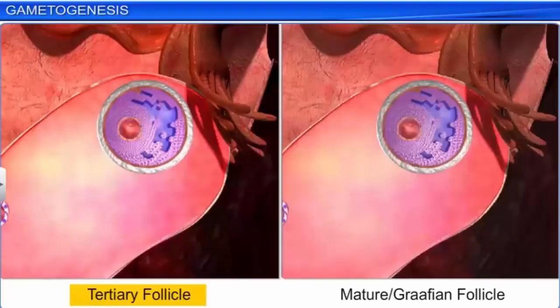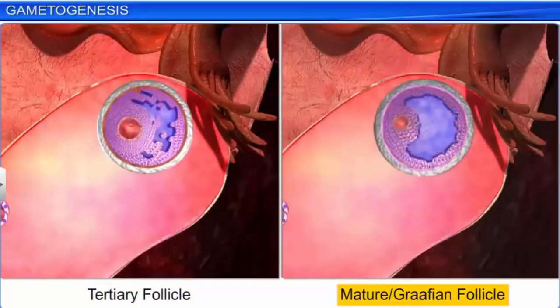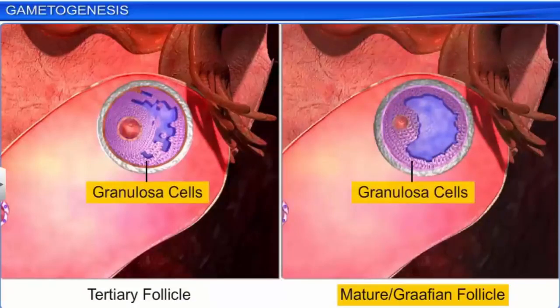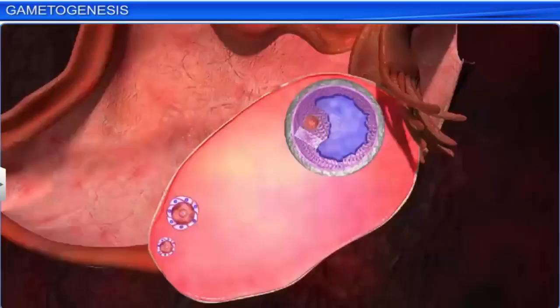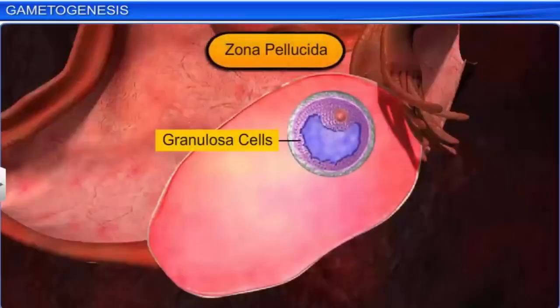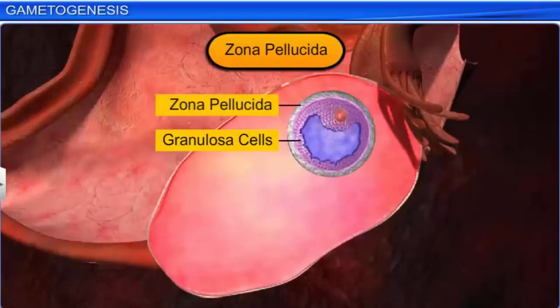As the tertiary follicle develops into a mature follicle or Graafian follicle, the antrum grows and the secondary oocyte and surrounding granulosa cells are pushed towards one end of the follicle. The granulosa cells secrete a glycoprotein substance that forms a membrane, the zona pellucida, around the secondary oocyte.